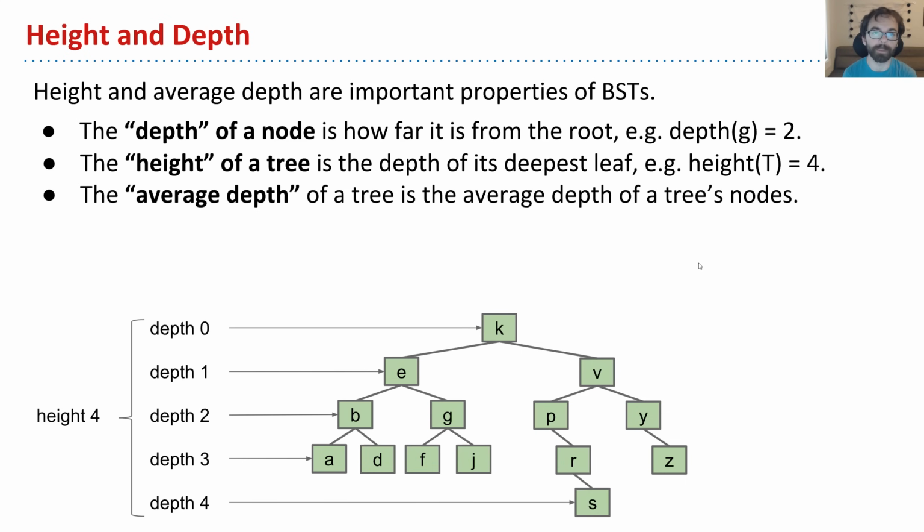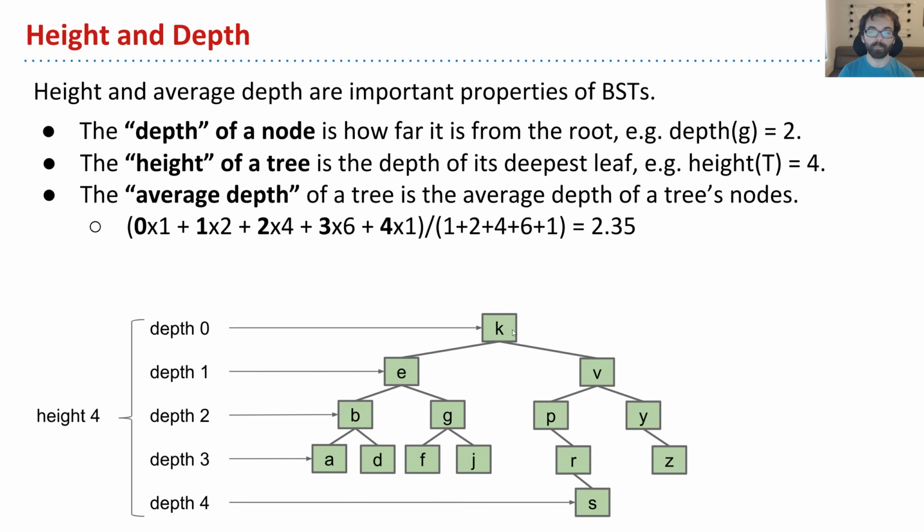And then the average depth of a tree, which we'll see as a useful concept, is the average depth of a tree's nodes. So for example, we have 1 node at depth 0. We have 2 nodes at depth 1. We have 4 nodes at depth 2. We have 6 nodes at depth 3, 1 node at depth 4. And so if we add all of that up and we divide by the total number of nodes, we get 2.35. So this tree is very close to the optimal depth. If we move the S up 1 level, we would be at the theoretical minimum. So this is just a little worse than that theoretical minimum.